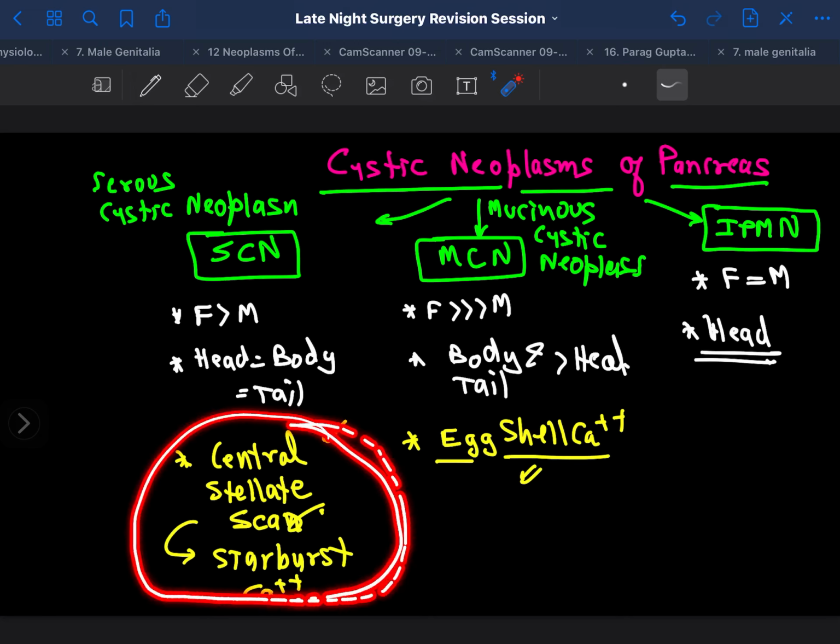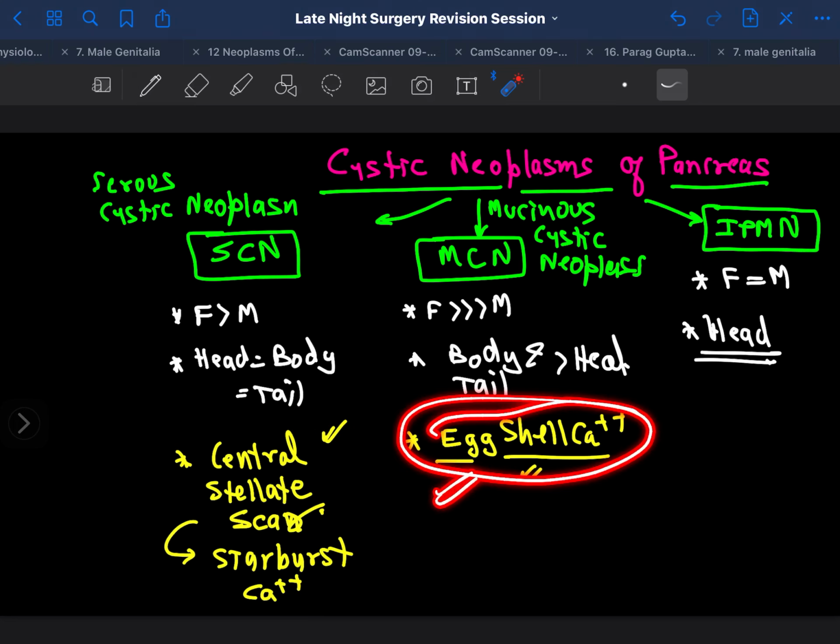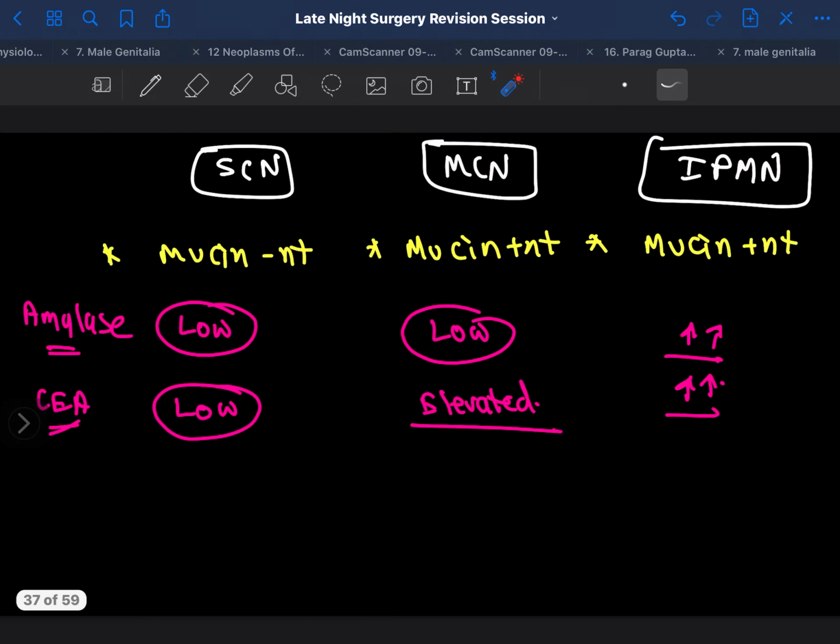The characteristic feature which we see in the serous cystic neoplasm is a central stellate scar or a starburst calcification. Okay, that is a characteristic feature. In the mucinous cystic neoplasm, you get an eggshell calcification. So eggshell calcification is seen in the mucinous cystic neoplasm. Okay, then what do we see? The serous cystic neoplasm, mucinous cystic neoplasm, and the IPMN.